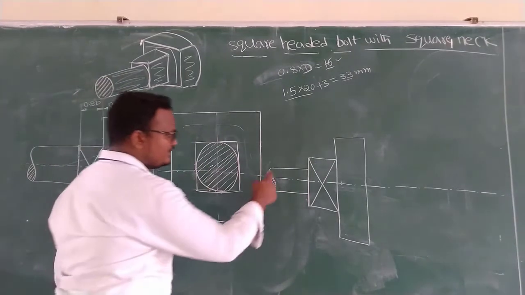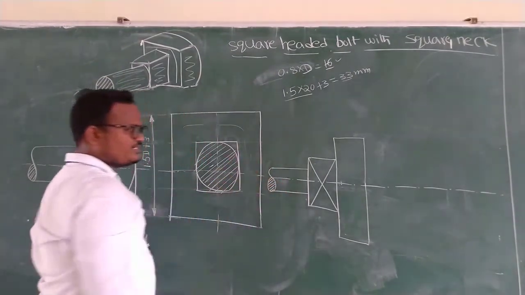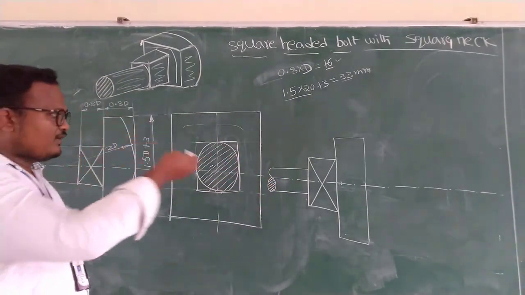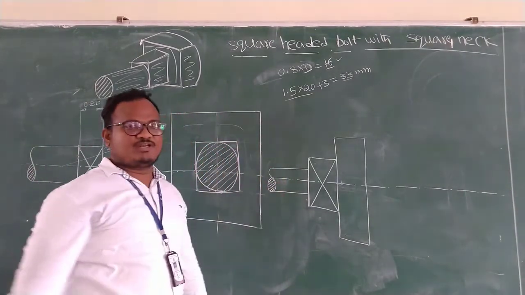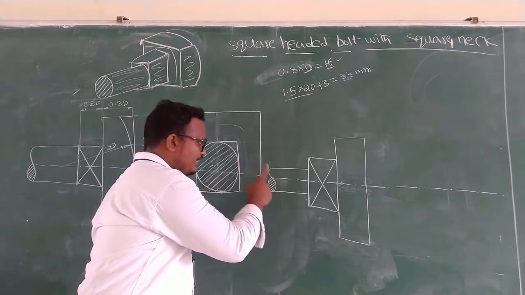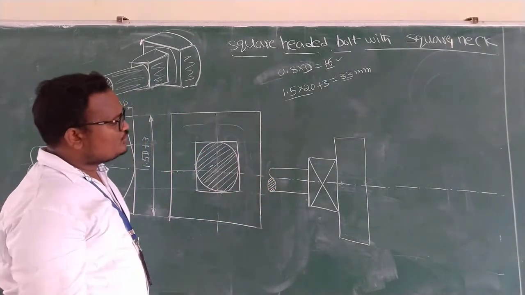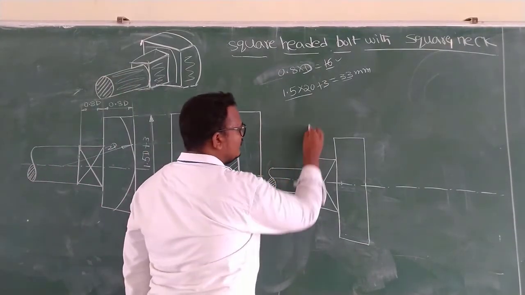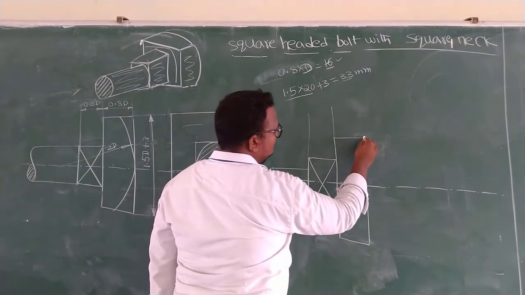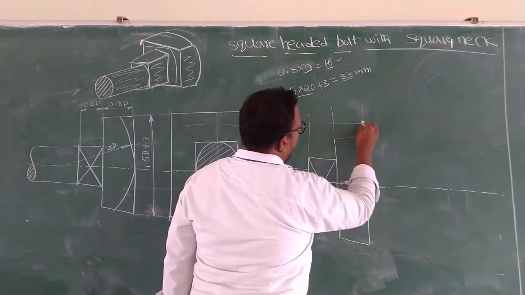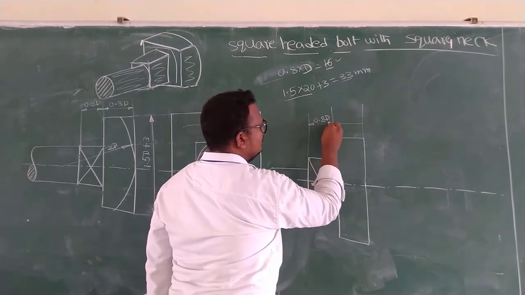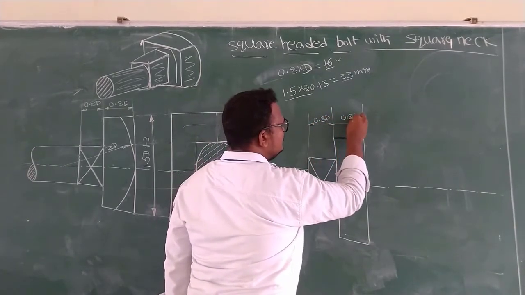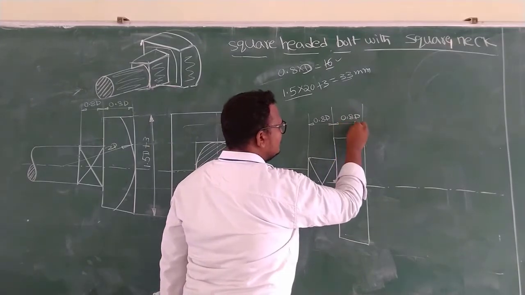Okay, generally this representation is used for the shafts. So here in the bolt also I am assuming shaft only, that's why I took like this. Okay, so this is 0.8 d. This is also 0.8 d.